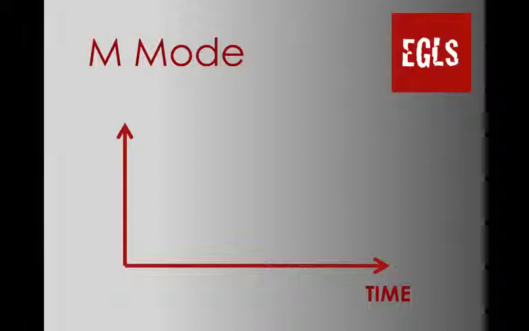Now for M mode. M stands for motion. M mode gives us an idea of motion represented against a time interval. So if we imagine a small blue object going slowly up before descending somewhat faster, we would get a diagram like this one.